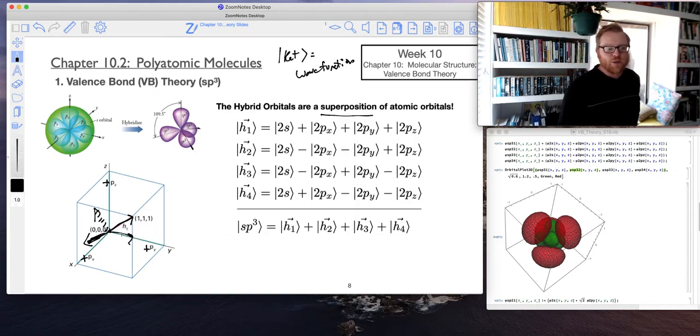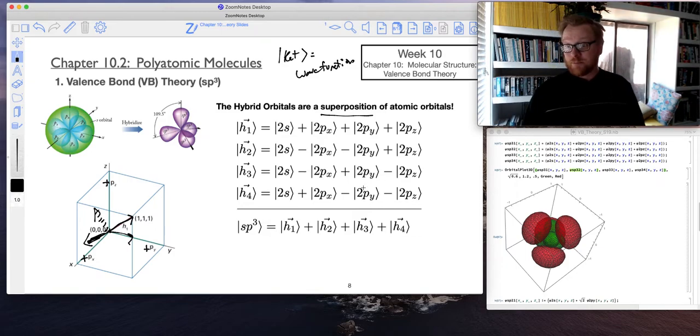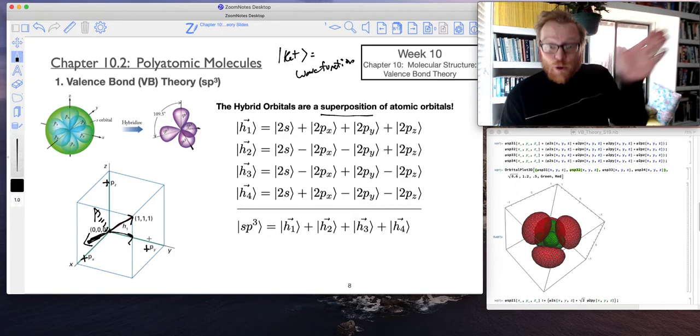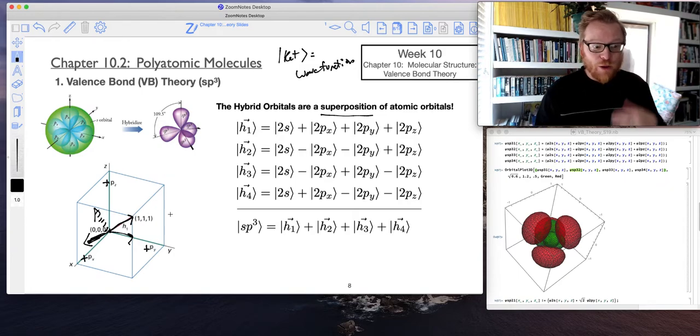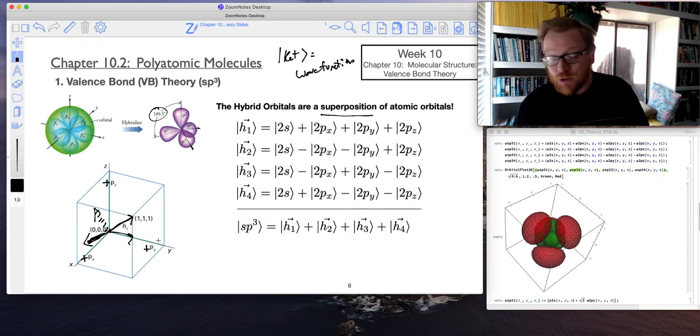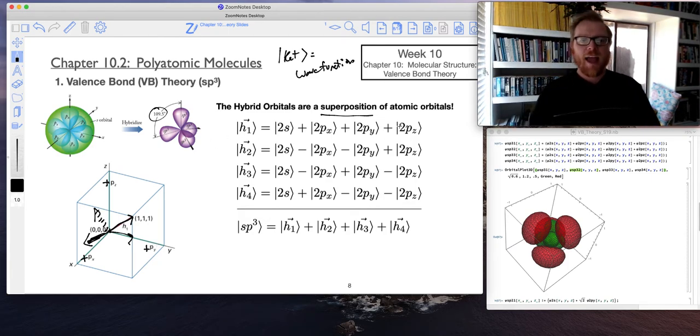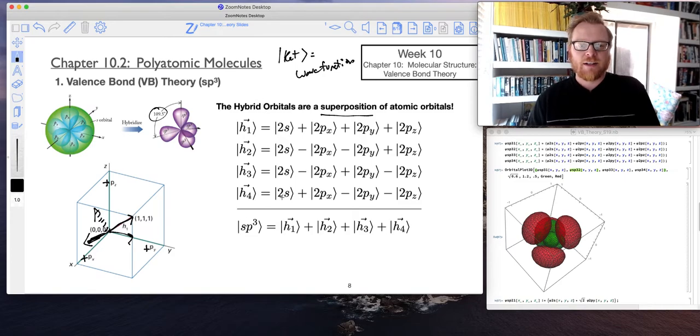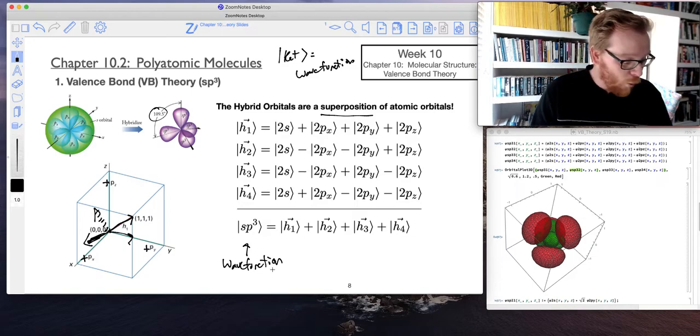So my shape looks really terrible. But all of those directions that I'm showing you, all of those vectors, would then have an angle of 109.5 between them, which is pretty cool, okay? And then so now when I take all of these basis sets and add them together, I now get the SP3 wave function. And what do you know?